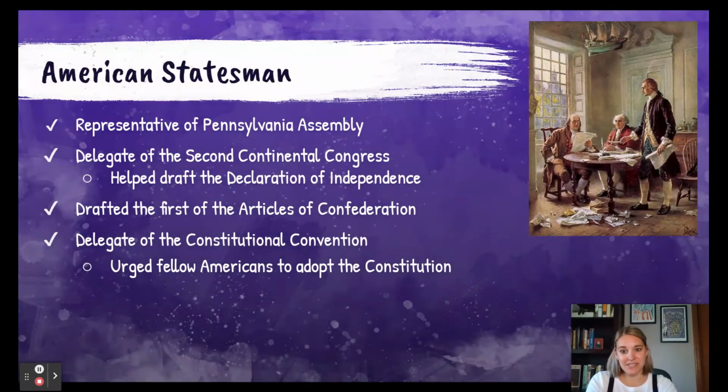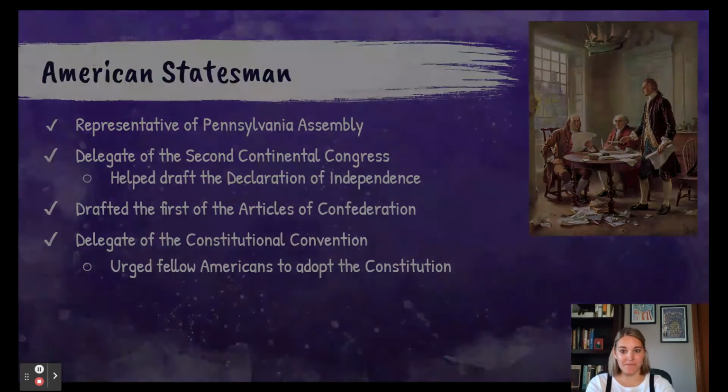All right, as an American statesman, he was first a representative of the Pennsylvania Assembly. Then he helped draft the Declaration of Independence as a delegate of the Second Continental Congress. He also helped draft the first of the Articles of Confederation. And then later he was a delegate to the Constitutional Convention, where he urged fellow Americans to adopt the Constitution.